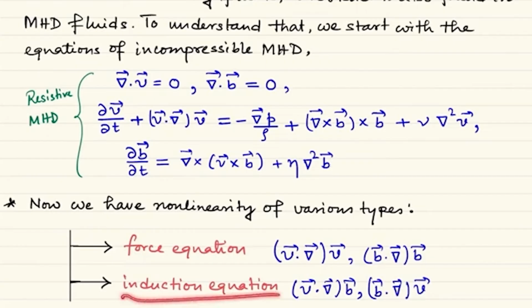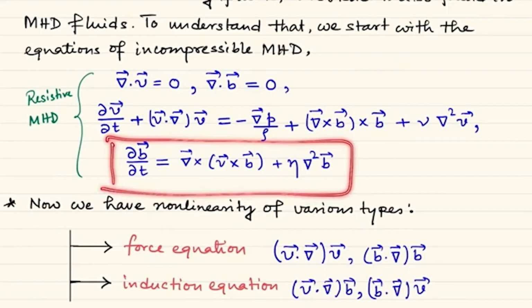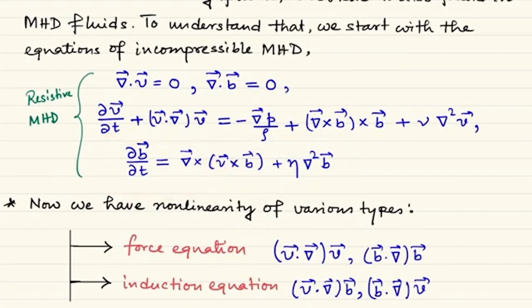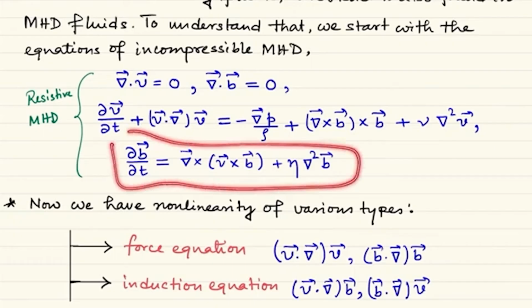Then it becomes the induction equation. In the true sense, the induction equation is linear in B only when V has no feedback on B. But for magnetohydrodynamic turbulence, for an MHD plasma, B and V affect each other. So we cannot say that this is simply a linear equation in B.